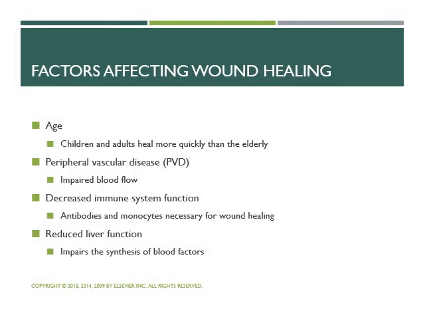Let's discuss some factors that affect an individual's wound healing process. Factors include age, peripheral vascular disease, decreased immune system function, and reduced liver function. For instance, children and adults heal more quickly than the elderly. Chronic diseases, such as peripheral vascular disease, can impact wound healing because of impaired blood flow. Individuals who are immunocompromised may also have delayed wound healing.